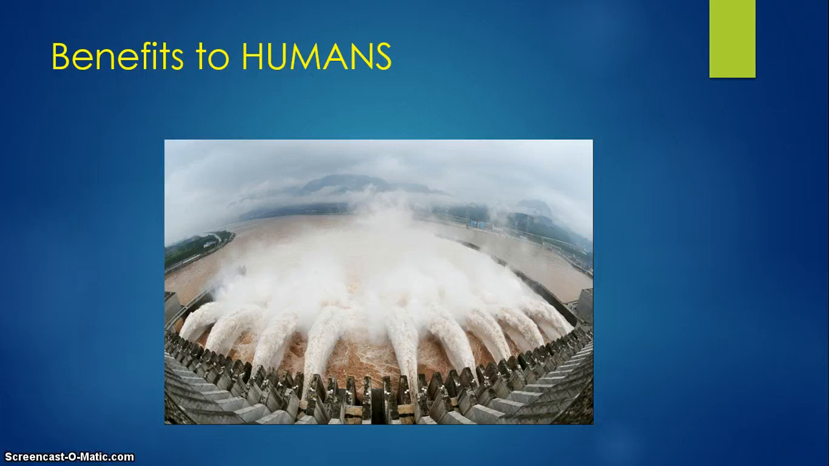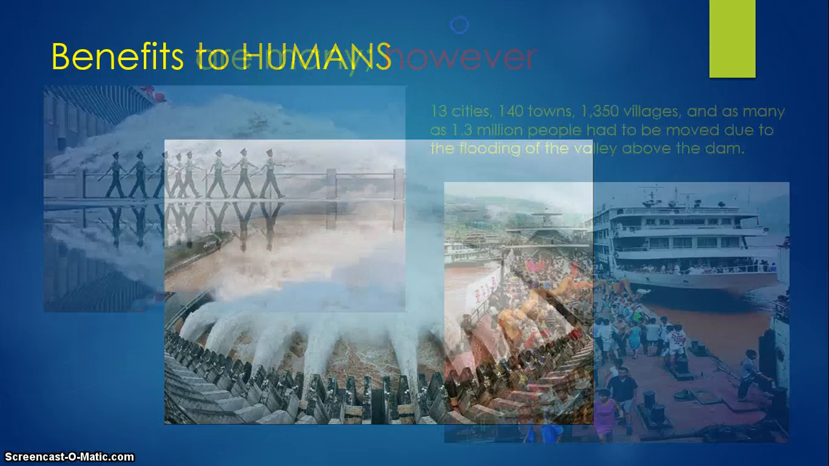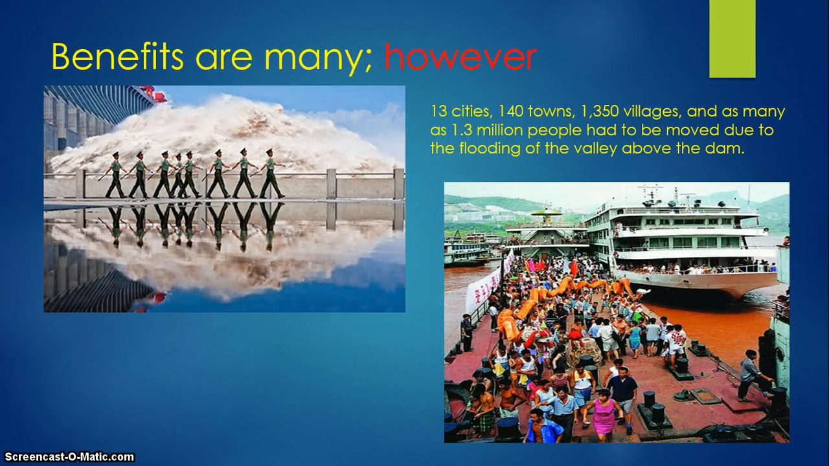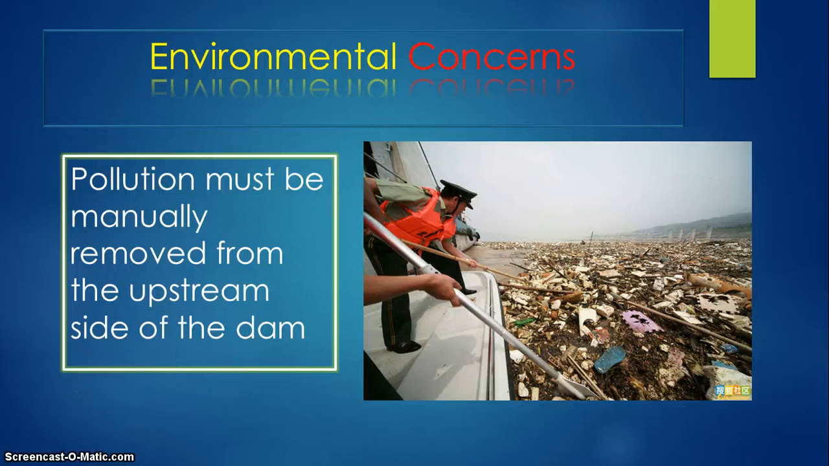Here's another shot of the dam going full bore. Electricity is nice, and there are going to be many benefits to that. However, you can see the Chinese soldiers protecting the dam there. According to Peter Headfield, there were as many as 13 cities and over 1 million people that had to be relocated due to the flooding of this area.